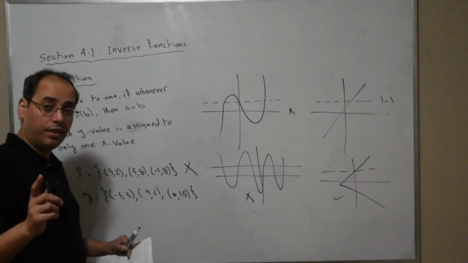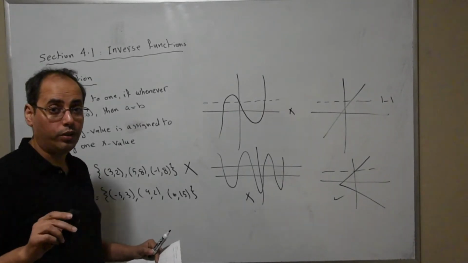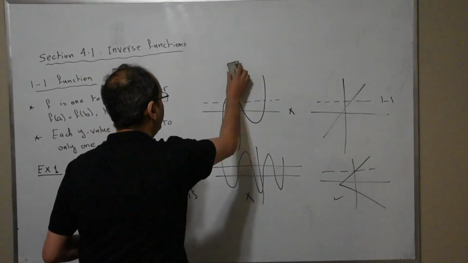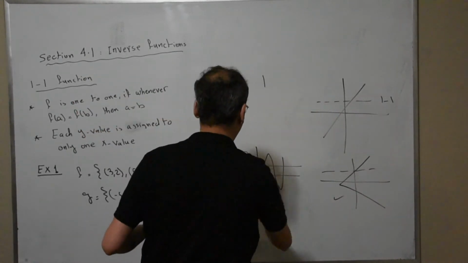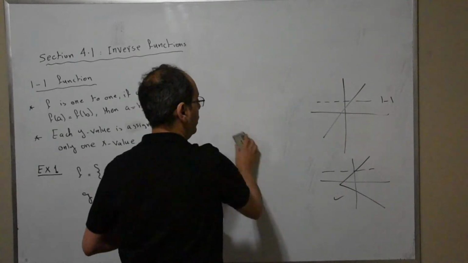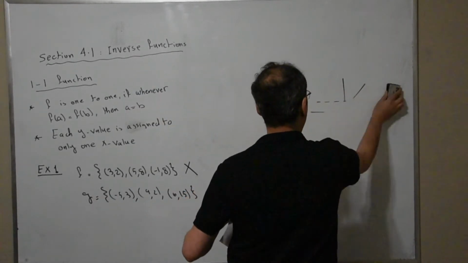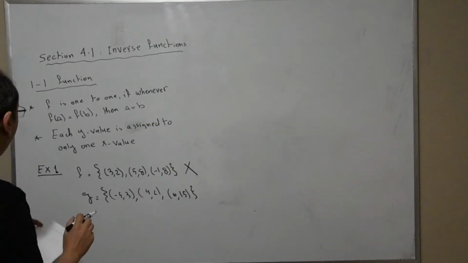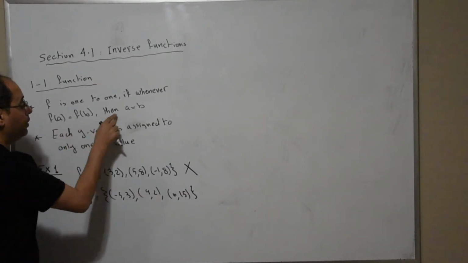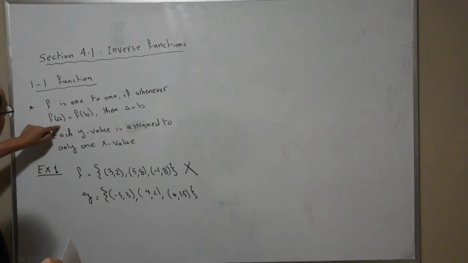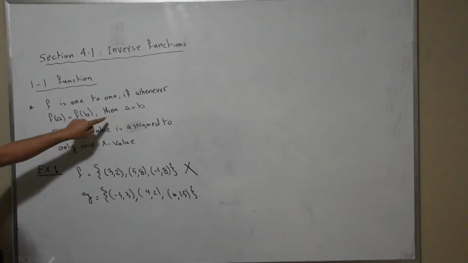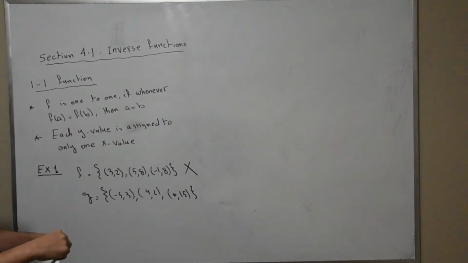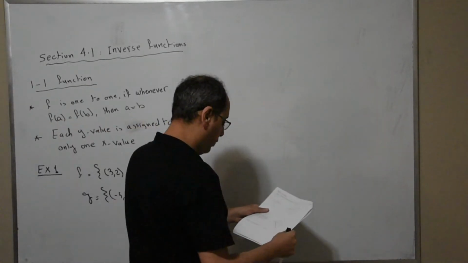Alright, so a new concept. Now we test whether the function is one-to-one or not by the algebraic test. Based on that definition, if f of a equals f of b, then a equals b. So I would plug a and b into the function and test if I get a equals b. Let's get another example about that.